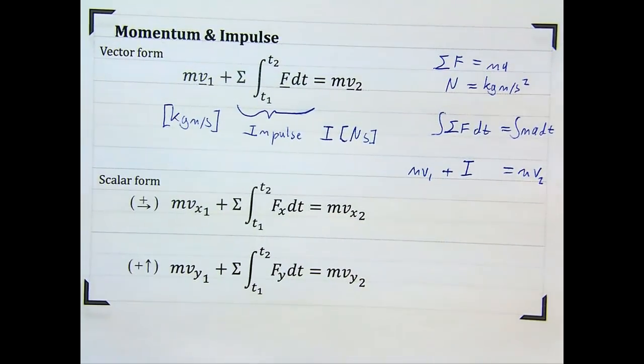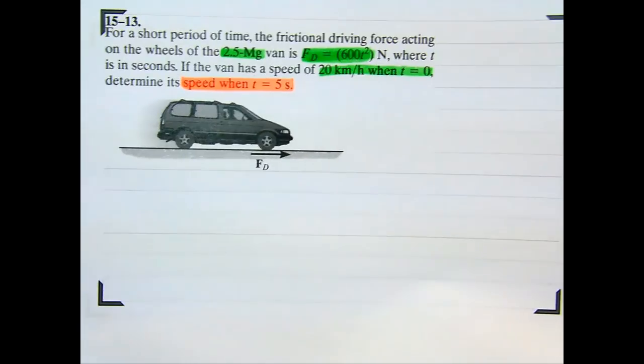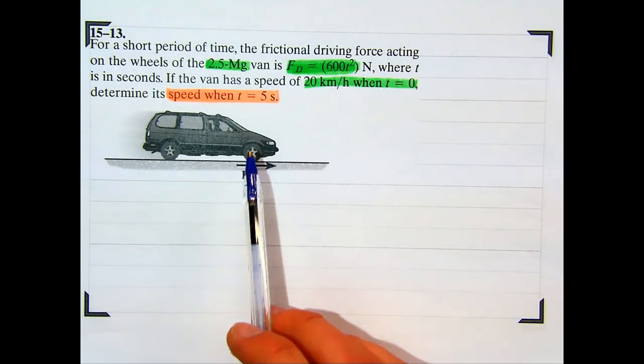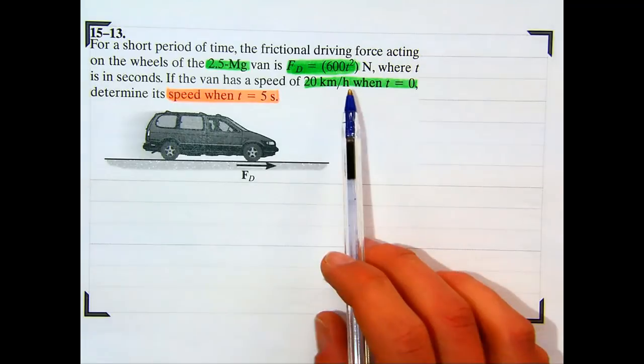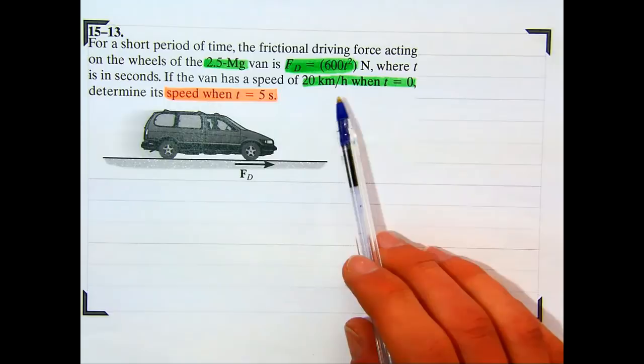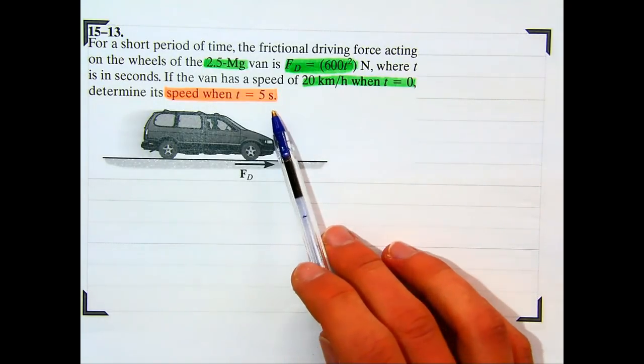Let us do an example based on these formulas. Problem 15-13: for a short period of time, the frictional driving force acting on the wheels of the 2.5-ton van is 600t² newtons. If the van has a speed of 20 kilometers per hour when time is 0, determine the speed 5 seconds later.